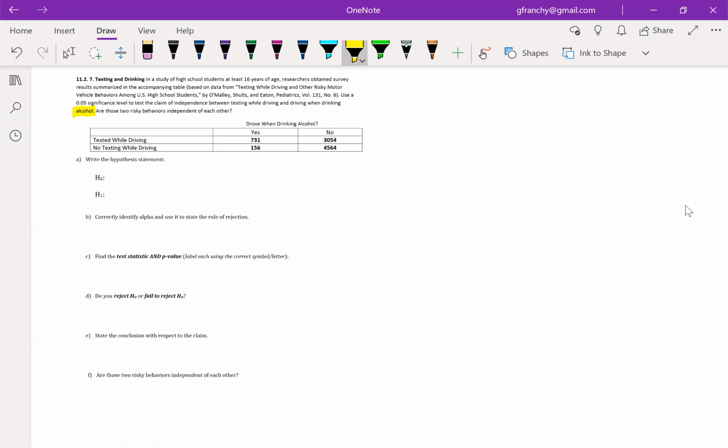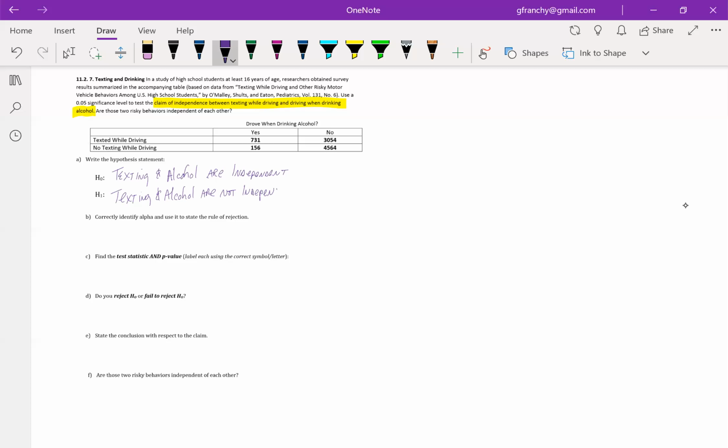So we do want to go ahead and first identify what our claim is. And so we have texting and alcohol while driving. So I'll just, for short, use texting and alcohol as my variable names here. So texting and alcohol are independent. And in the alternate hypothesis, we throw in the not. So texting and alcohol are not independent.